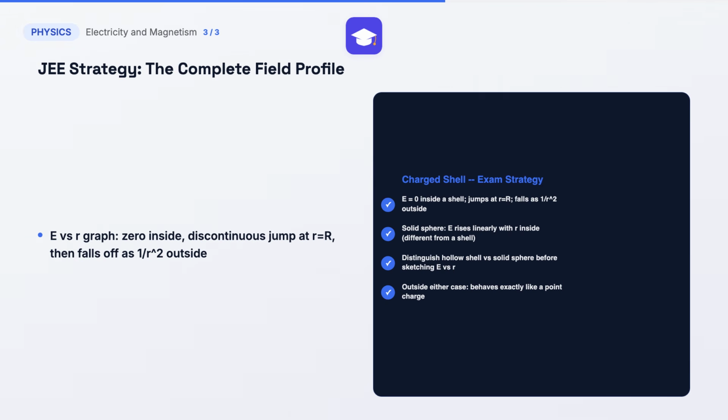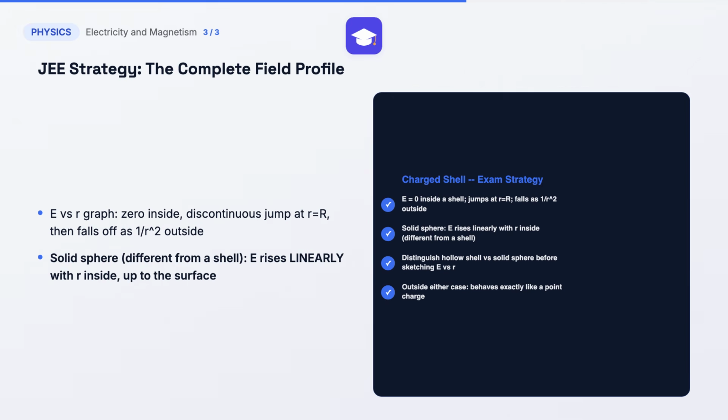The field stays exactly zero from the center out to r equals R, then jumps discontinuously right at the surface, and falls off following the familiar 1 over r squared curve for all r beyond R. This discontinuous jump exactly at the shell's surface is a frequently tested conceptual point.